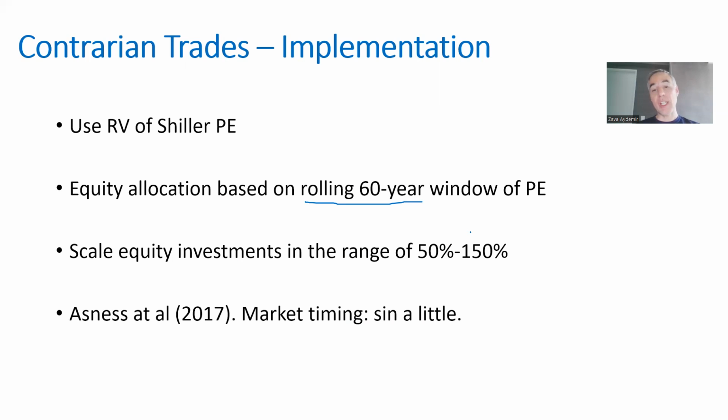Then, based on the richness or cheapness of the signal, we scale into equity investments in the range of 50 to 150%. If the signal shows the S&P Shiller price-earnings is extremely rich, then let's say we have $100,000 to deploy, we'll be only investing 50% of it. However, if the index is very cheap based on the Shiller PE, then we actually use leverage and invest even more than we have. In this case, it will be $150,000.